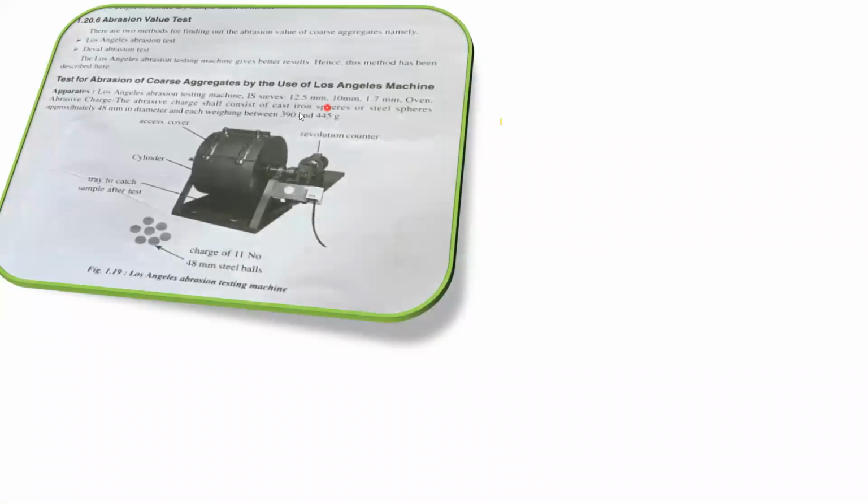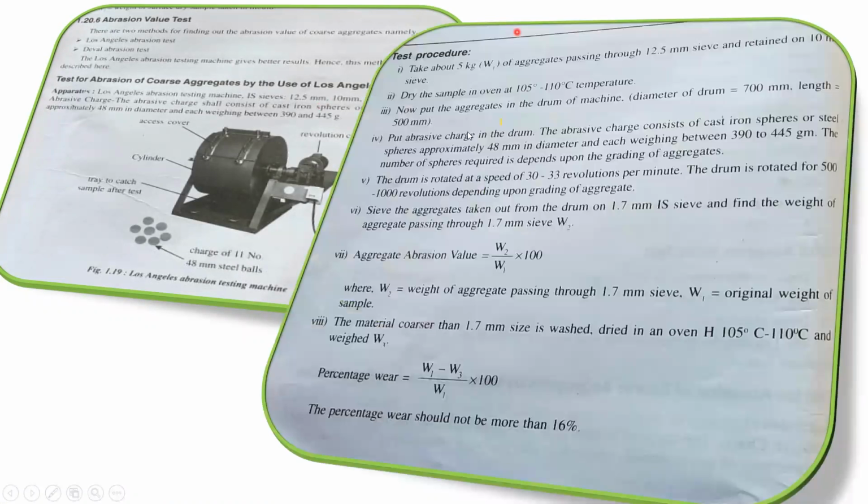Now if you want to write this in a better way, you can follow whatever I've written here. This is a diagram, and this is the apparatus you want to use: 12.5 mm sieve, 10 mm sieve, 1.7 mm sieve. Then you can follow this procedure if you want. That is, take about 5 kg of aggregate passing through the 12.5 mm sieve and retained on the 10 mm sieve. Then all these procedures I've written here: 30 to 33 revolutions per minute. The drum is rotated for 500 to 1000 revolutions depending upon the grade of aggregate. And then finally you sieve it through the 1.7 mm sieve.